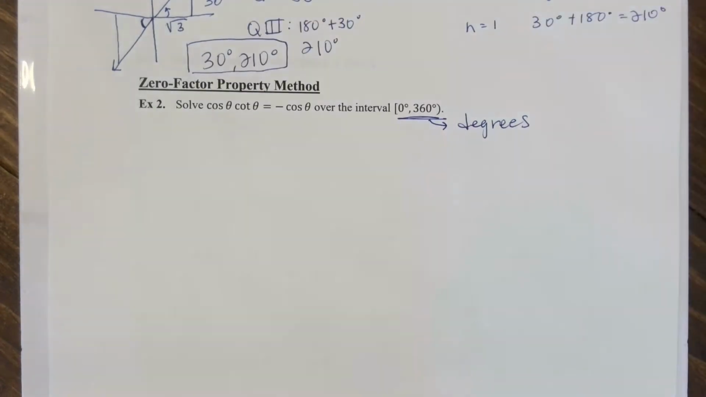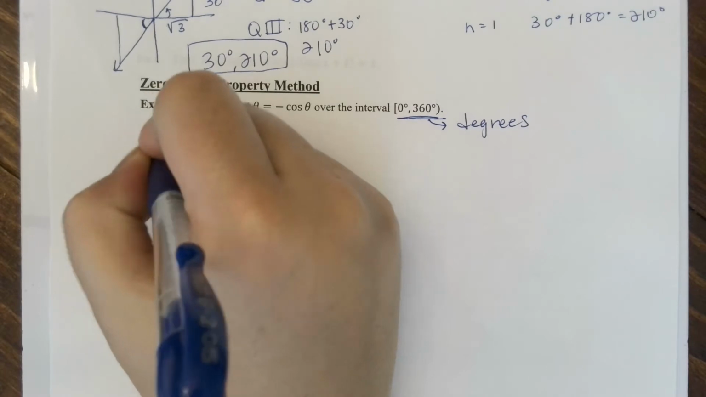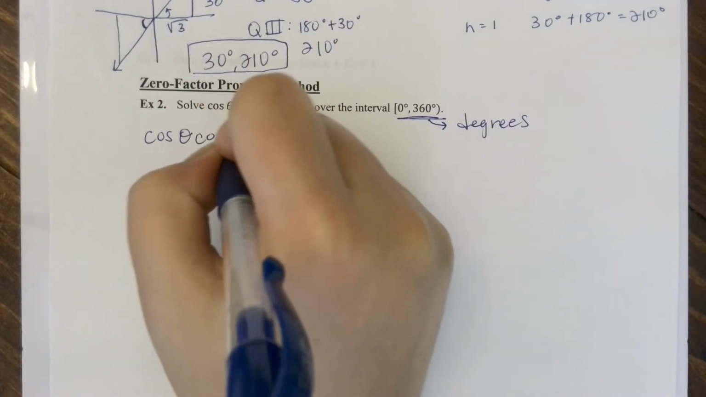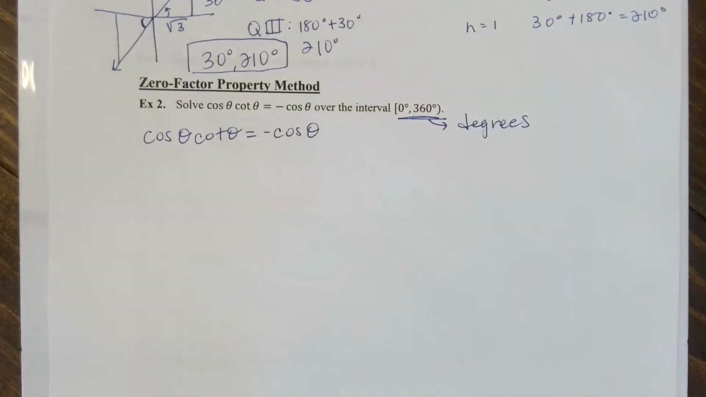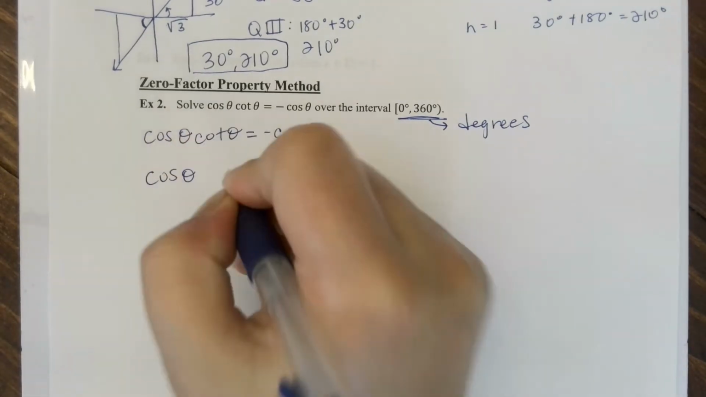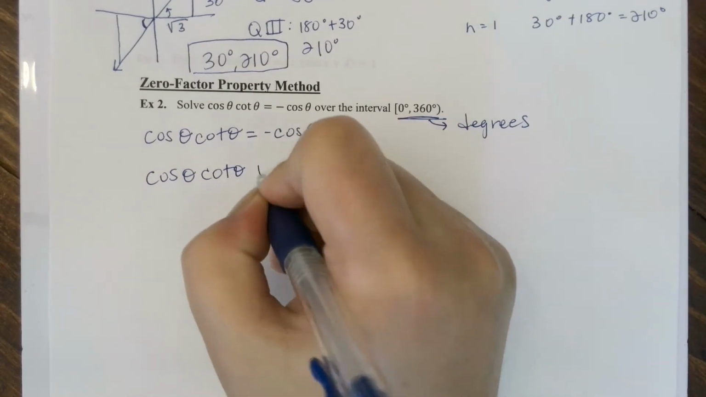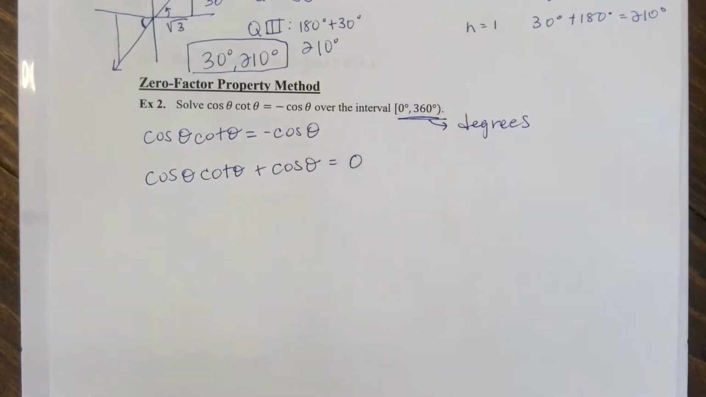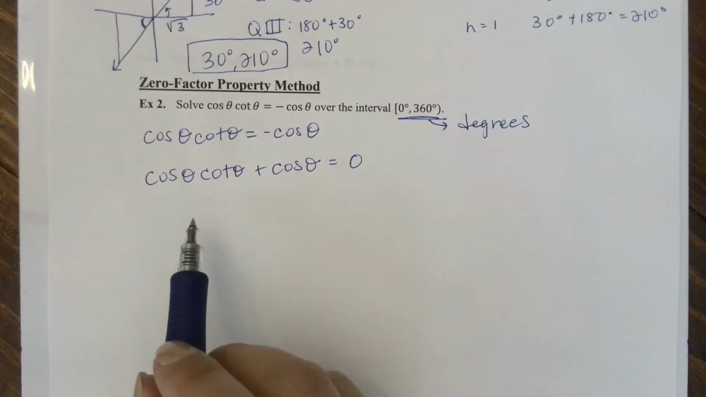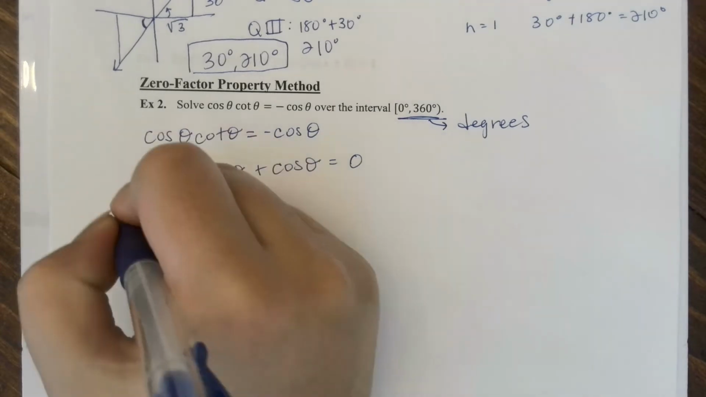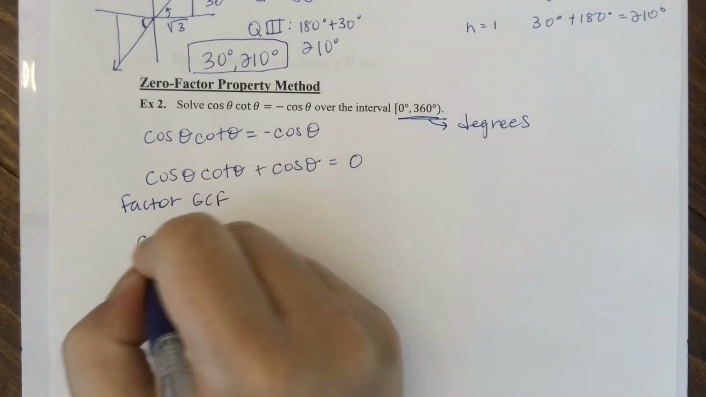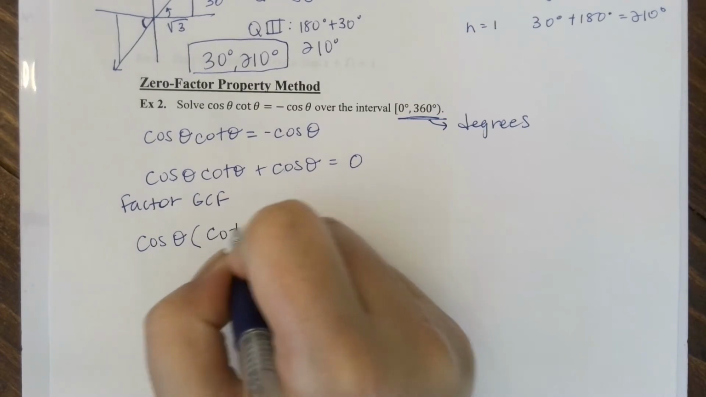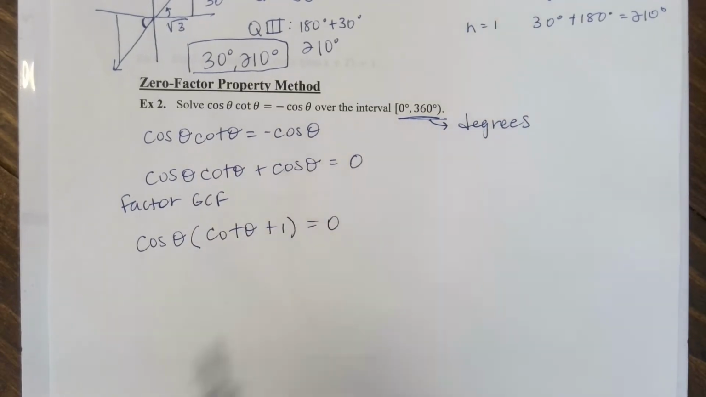Alright, so for the zero factor property, we want to set our equation equal to 0. So we have cosine theta times cotangent theta equals negative cosine theta. Alright, so I'm going to add cosine theta to both sides so that I can set it equal to 0. So I have cosine theta times cotangent theta plus cosine theta equals 0. The next thing I want to do is to factor. Okay, so we're going to factor a GCF. Okay, so our GCF here would be cosine theta. So I have cosine theta times cotangent theta plus 1 equals 0.